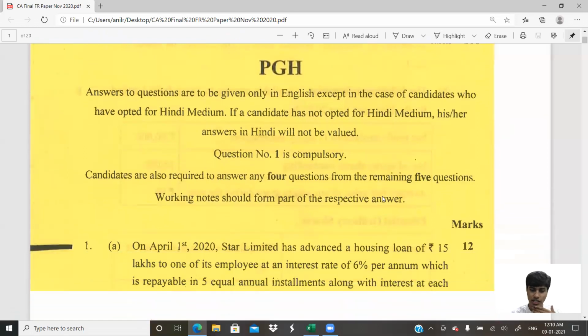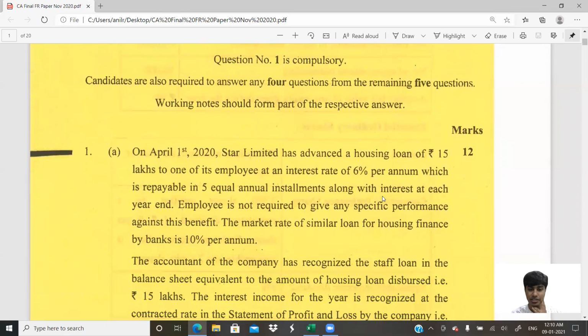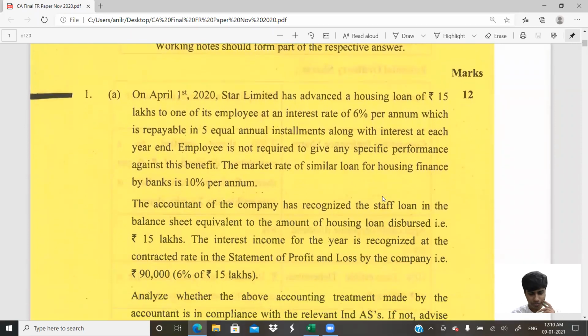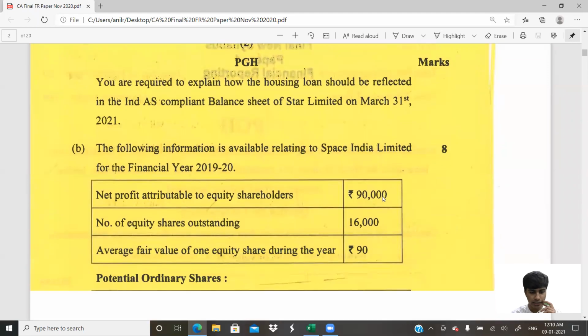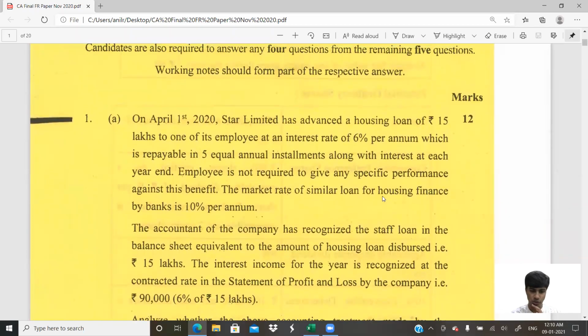Answers to all the questions should be written in English or in Hindi. Question number 1 is compulsory and working notes should form part of the answer. That's the usual thing. Question number 1, the compulsory question, has two parts, 1A and 1B, of 12 and 8 marks. Let us see the first one.